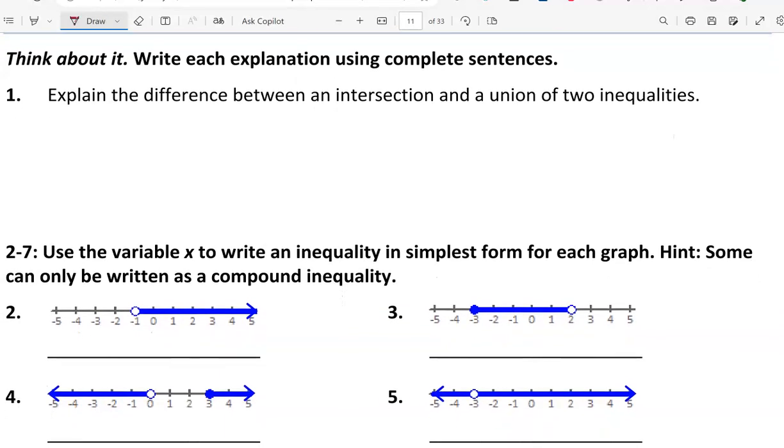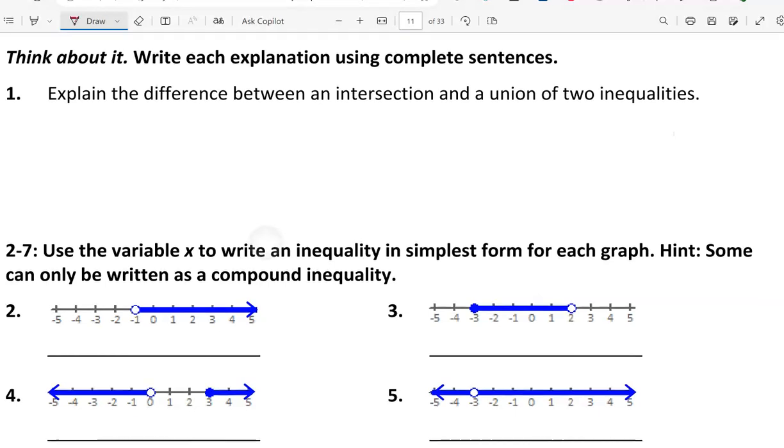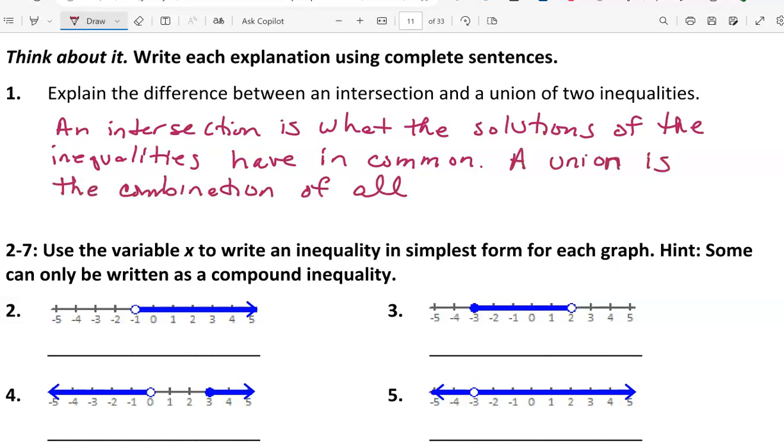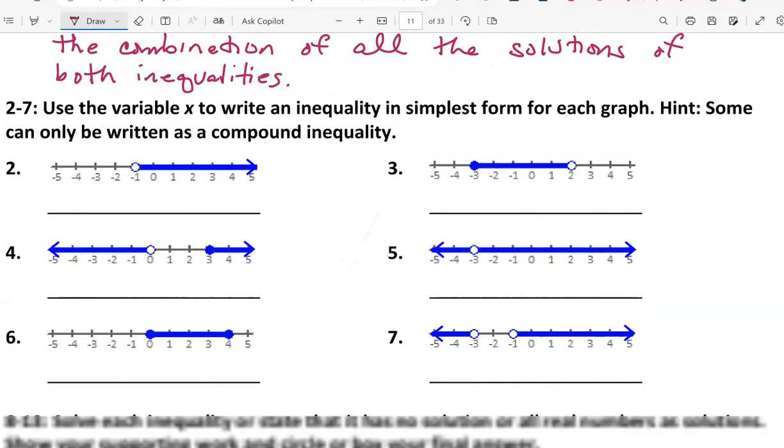Think about it. Write an explanation of what the difference is between an intersection and a union of two inequalities. An intersection is what the solutions of the inequalities have in common. A union is the combination of all the solutions of both inequalities. So intersection is what they have in common, and union is a combination of all of the solutions together.